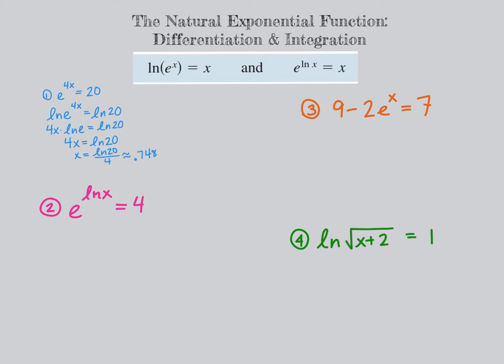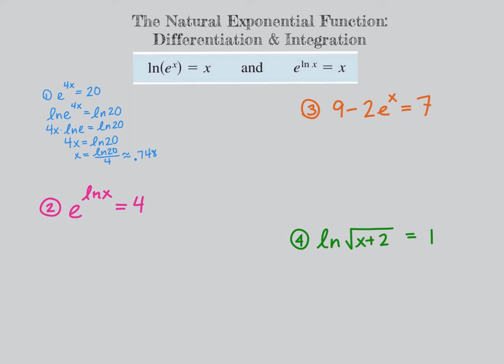Problem 2, you might see, looks exactly like this right here. We have e to the ln of x equals, it should equal x. Oh, that means x needs to be 4. That's the quick way to do this problem. The answer is 4. The longer way to do this problem is do what we did in the first problem.